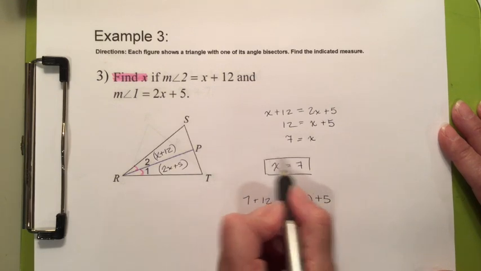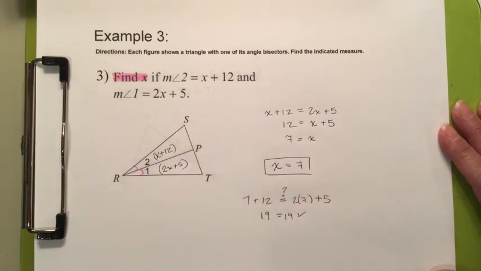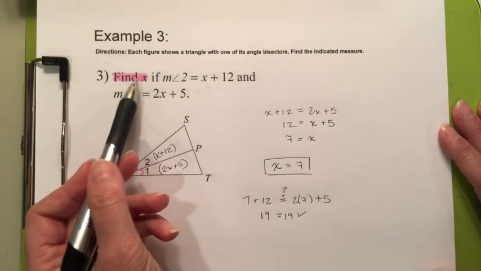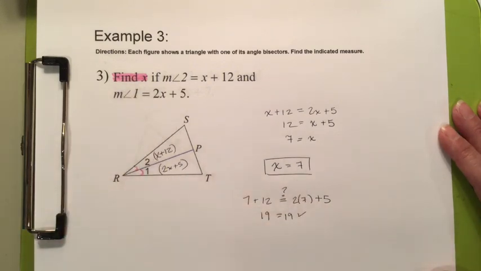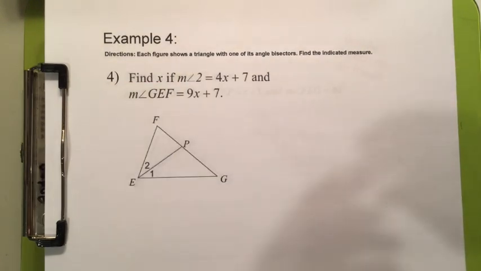So my answer, though, I'm going to put in a box, x equals 7. In this case, I'm not asked to find the angle measure, so I don't have to show a degrees symbol there. You don't need units if you're just solving for x. Okay, so on to example number 4. Why don't you stop the video if you're feeling confident, just pause it right here and try it yourself.